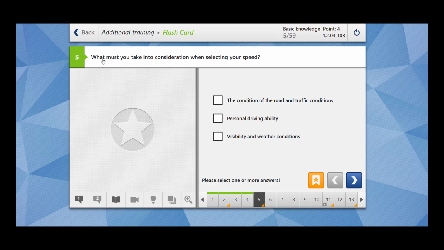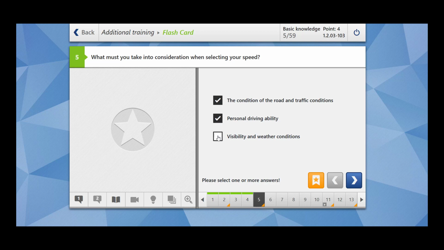Moving towards the next. What must you take into consideration when selecting your speed? So when you want to select your speed, what are the things that you need to consider? The condition of the road and traffic conditions makes sense. If the road is good or narrow, if there is traffic congestion or no traffic, you have to keep all these points in mind. Personal driving ability, how fit or how active you are feeling to drive. Based on that, you should select your speed.